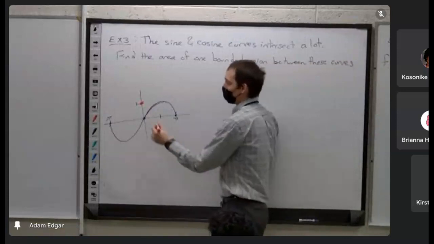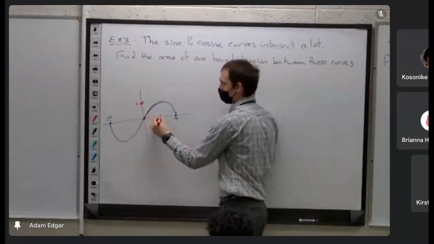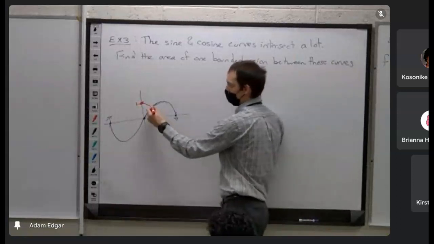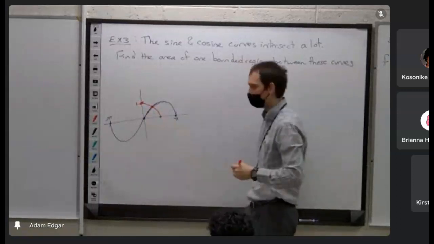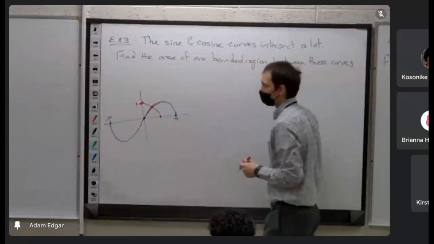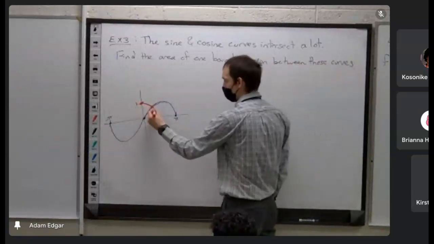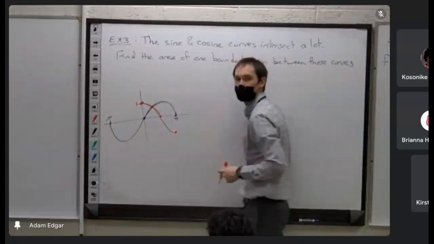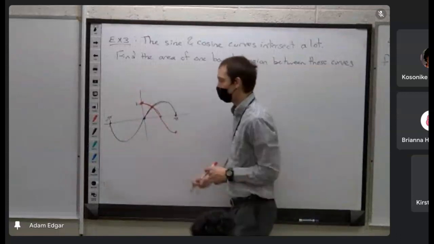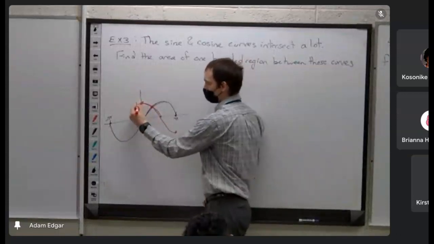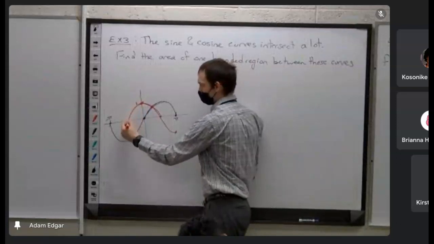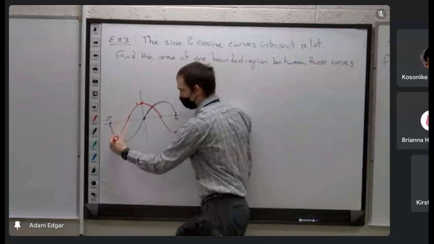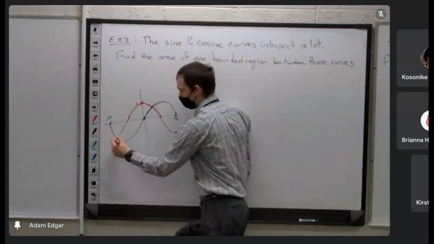And then cosine hits the x-axis at pi over 2. And we have an intersection point right here, so there's no point in continuing on to the right. Cosine goes down, bottoms out at pi, negative 1, and then goes back up. Now, if you go to the left, what does cosine do? It goes down, and then it bottoms out at negative pi, negative 1. And we have another intersection point right there.